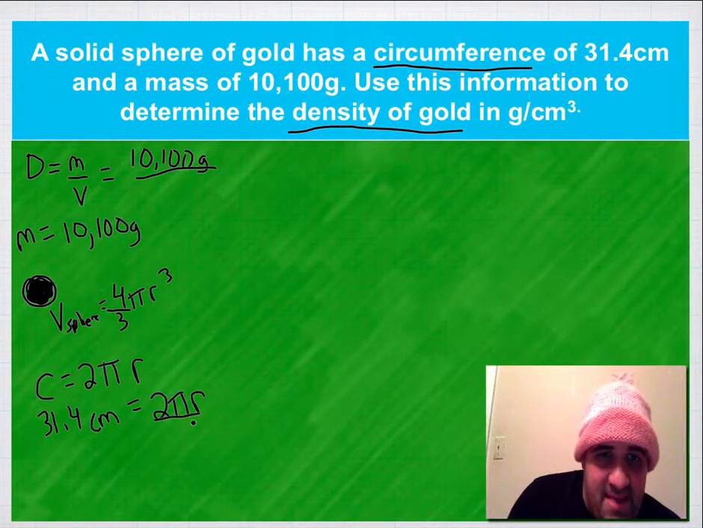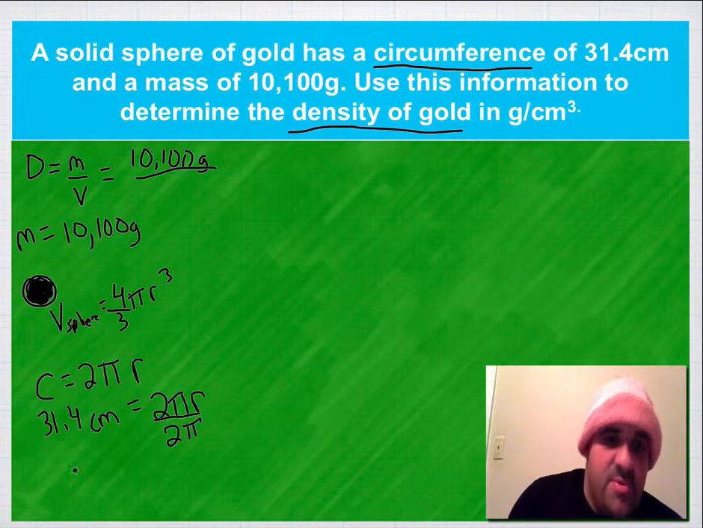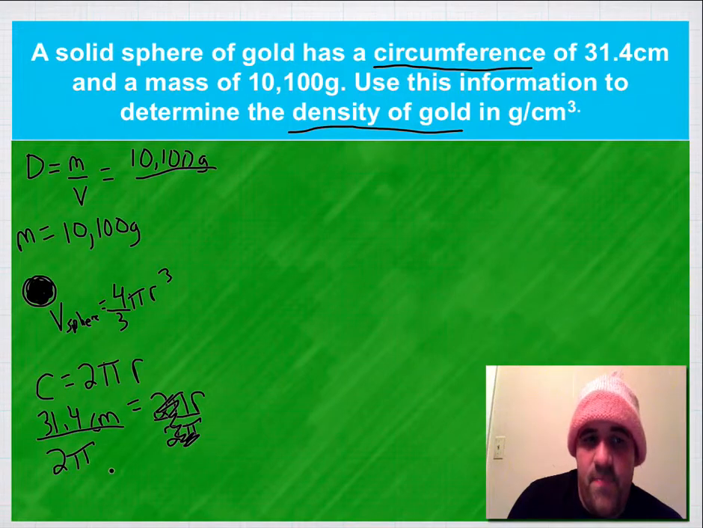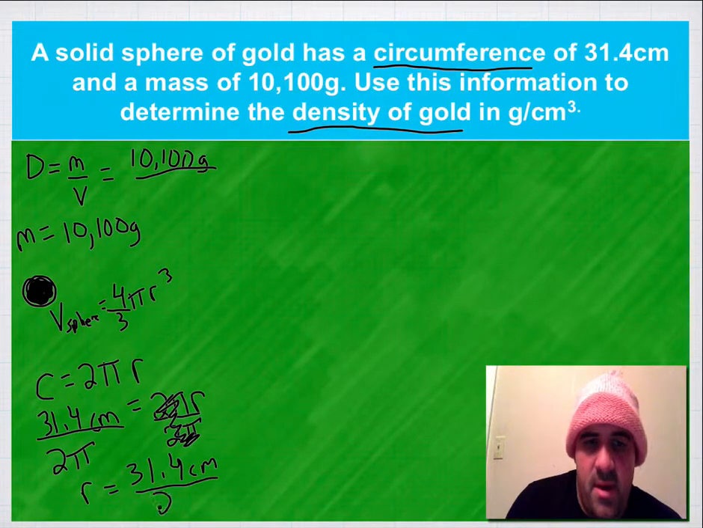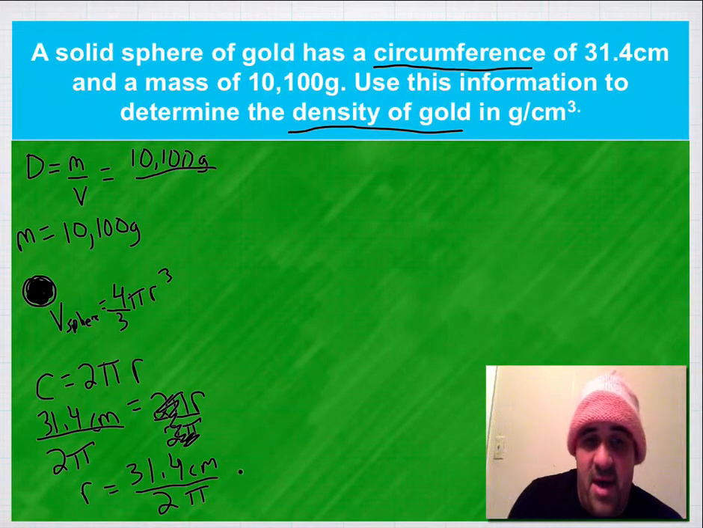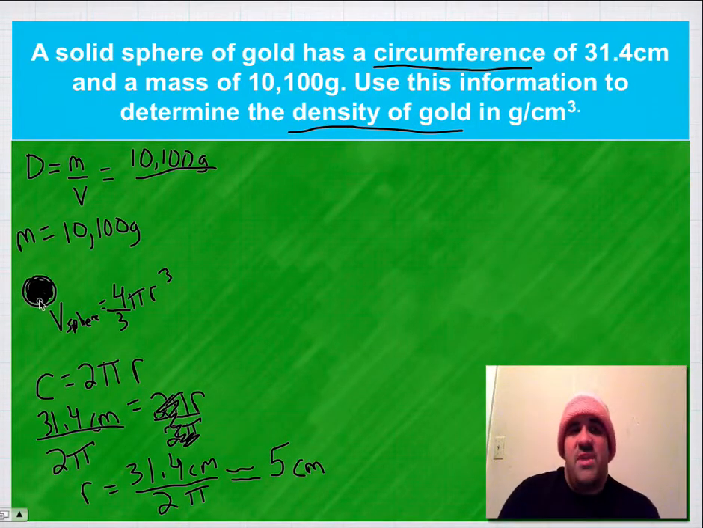If we divide this side by 2 pi, to preserve the identity we also have to divide the other side by 2 pi. These 2 pi's are going to cancel. Radius equals 31.4 centimeters over 2 pi. If you take 31.4 and put it in your calculator, divide it by 2, divide it by pi, you're going to get an answer extremely close to 5 centimeters. So the radius of this gold sphere is 5 centimeters.